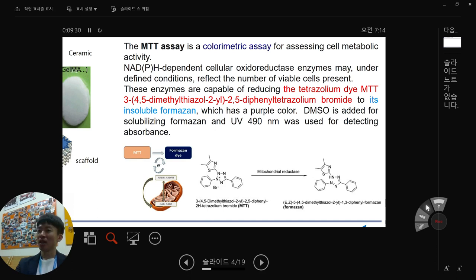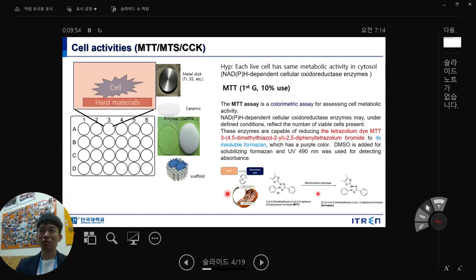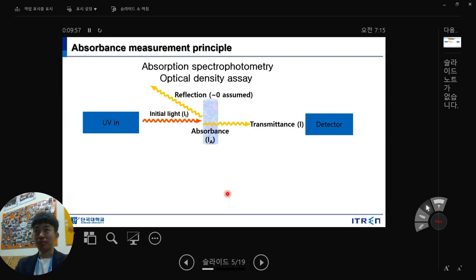Okay? And then people wanted to develop a simpler or better MTT dye, because when the MTT dye is converted to formazan, it is insoluble. So they need another step, adding DMSO. So now they want to develop a dye that is similar but in a different form. And then you have to remember this. Okay, you successfully add the DMSO and then check the absorbance.